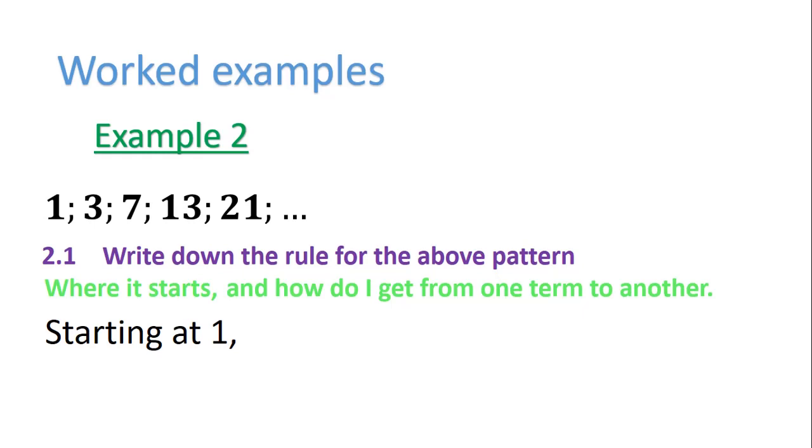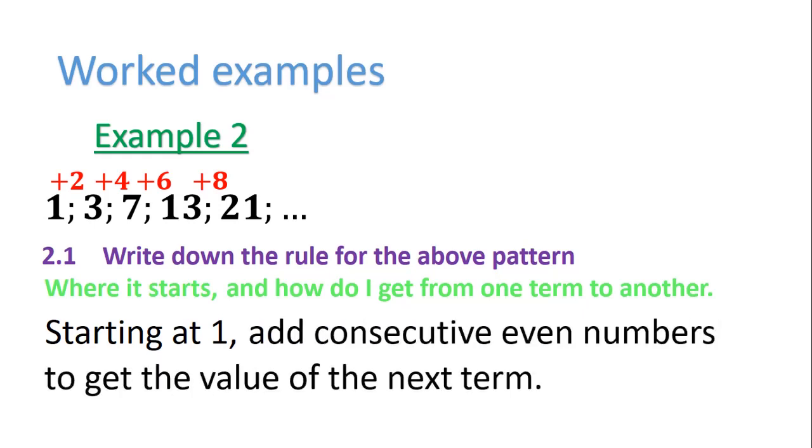Let's have a look. If I go from term 1 to term 2, I add 2. If I go from term 2 to term 3, which is 3 to 7, I add 4. If I go from term 3 to term 4, which is 7 to 13, I add 6. And then from 13 to 21, I add 8. Can you see that I'm adding 2, then 4, then 6, then 8? Those are even numbers. Let's write that down. Add consecutive even numbers to get the value of the next term. I start at 1, and then I add consecutive even numbers to get the value of the next term. Plus 2, plus 4, plus 6, plus 8.